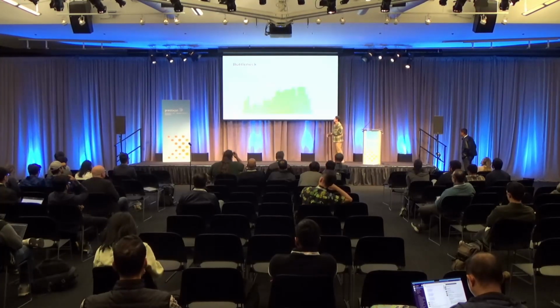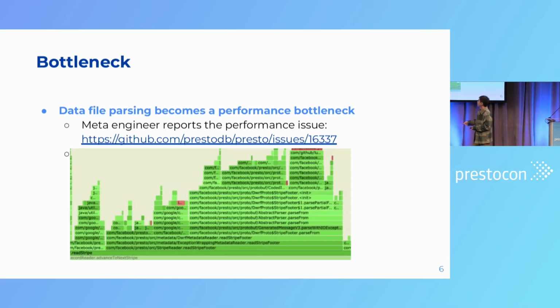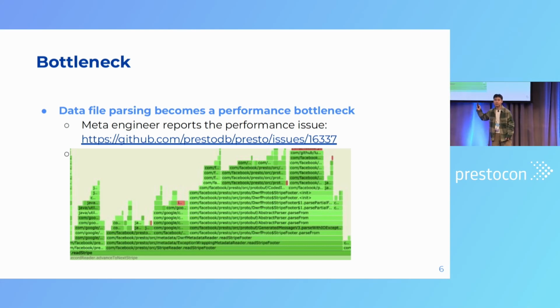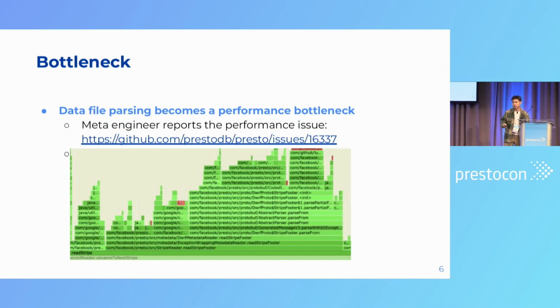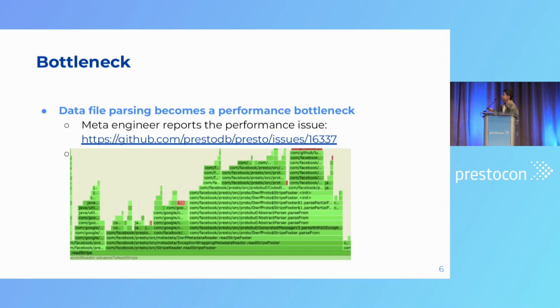And here, to achieve that, there's a very long bar, which is about parsing the stripe footers, etc. Those are the steps used to parse the metadata of the data file. From what Meta engineers have reported, they noticed that about 30% of CPU is spent on read stripe.